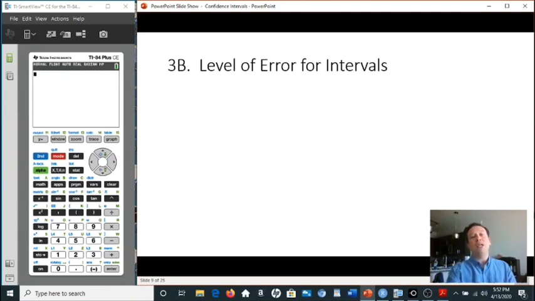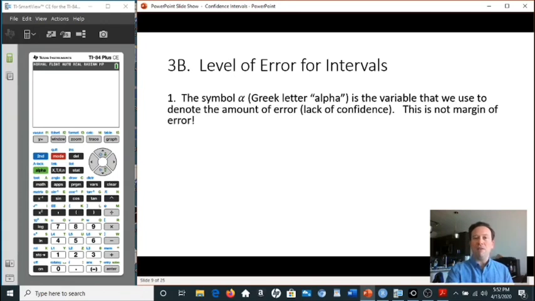Okay, now with confidence intervals, remember there has to be room for error. So you're going to have to now specify a level of error for intervals. This is not to be confused with margin of error. So now we have 2 types of error that we're talking about here. First we have the margin of error. Now we're going to be talking about the level of error. And the level of error is just the amount of error that we're going to allow in our measurement. In other words, the amount of error is our lack of confidence. So we're going to have a level of confidence, and a level of lack of confidence. And they're going to be complements.